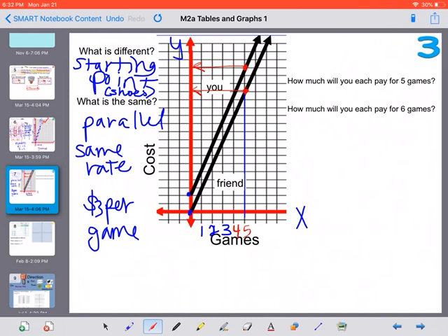Oops, I think I made a mistake. One of these is a little off. Let's double check this. The lines aren't perfect here. This one should be here, and this one should be right there.